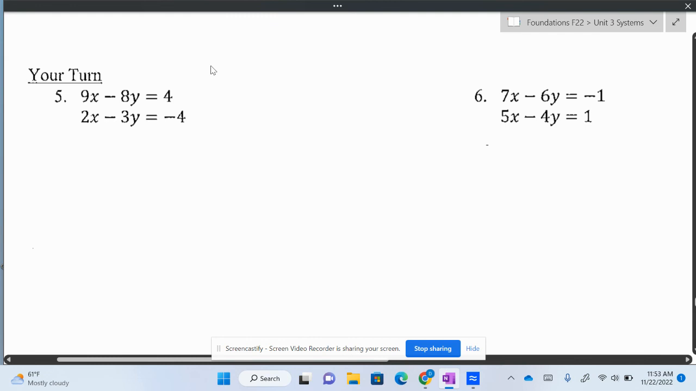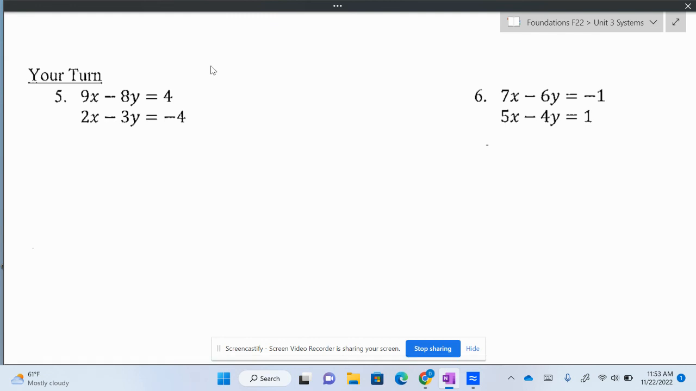So Gavin, are you thinking about getting rid of the x's or the y's? Perfect. Thank you. Good job. That's perfect. Call on your classmates to be your calculator bunny. That's what I would do.